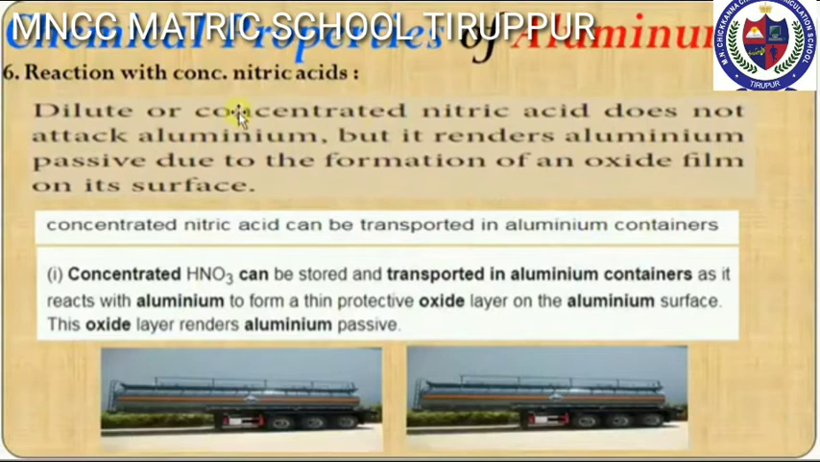Aluminium reaction with nitric acid. Dilute and concentrated nitric acid does not attack aluminium, but it renders aluminium passive due to the formation of an oxide film on its surface.